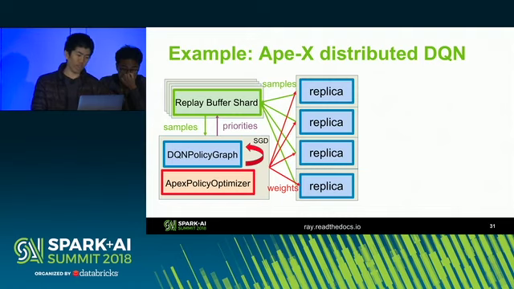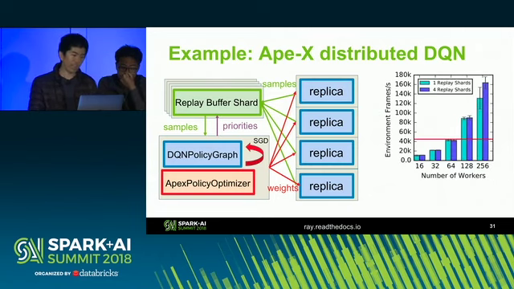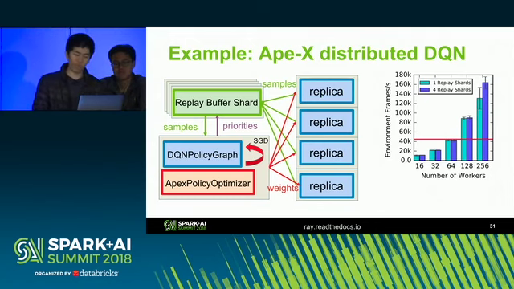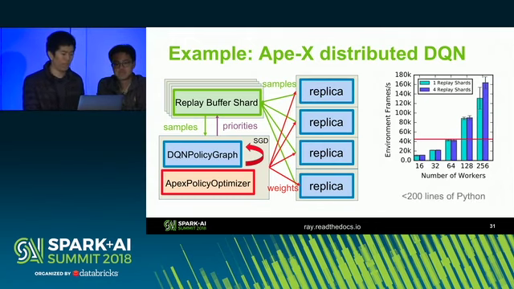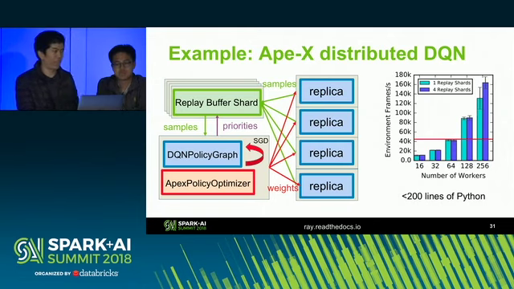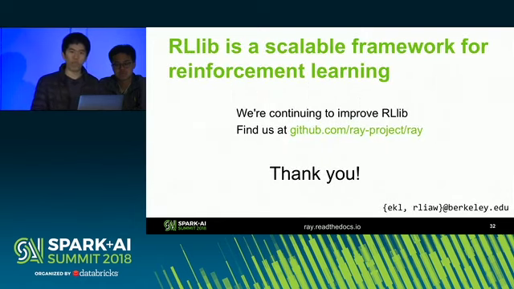And this is where a framework like Ray really comes in, where you can support extremely low latency tasks at very high throughputs. And it scales really well. We're actually able to scale better than a reference implementation from the original Ape-X paper. And all this was written in less than 200 lines of Python. There's no cluster management. It's just Ray actors. So in summary, RLlib is a scalable framework for reinforcement learning.